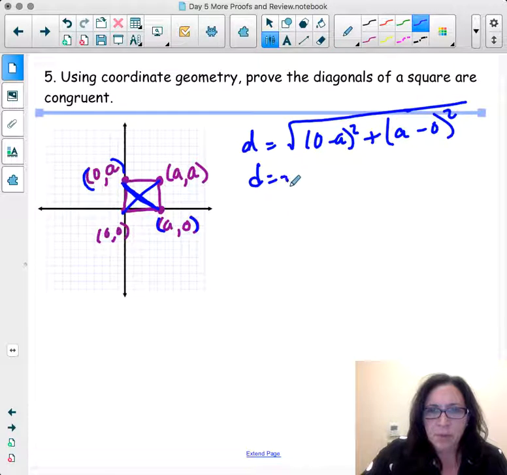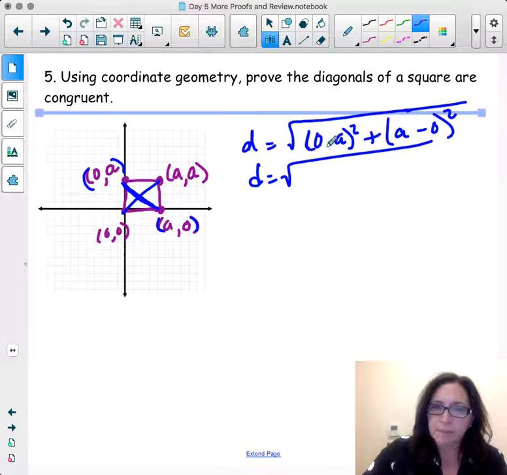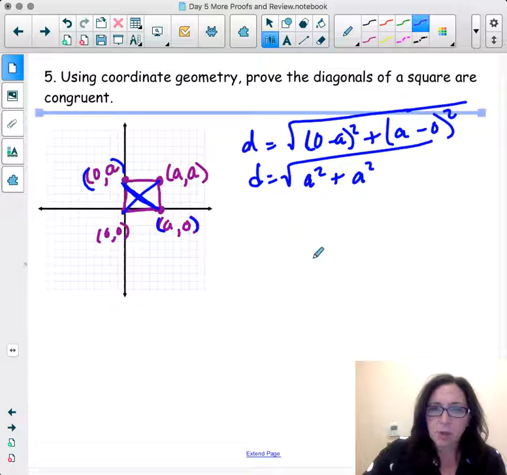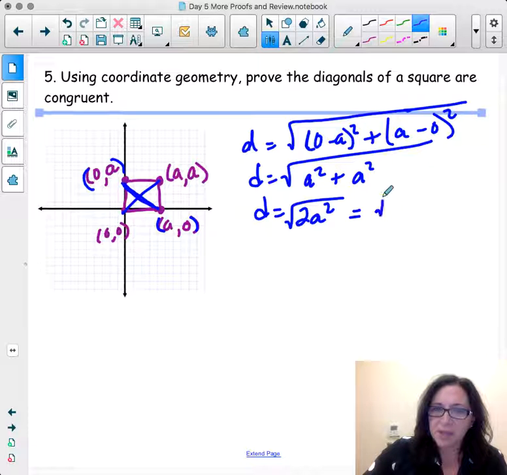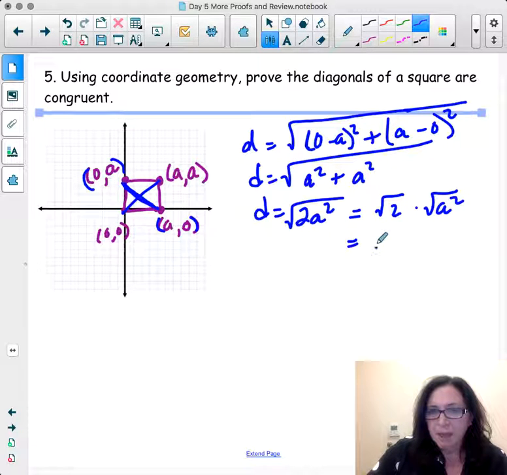And in doing that, we have 0 minus a, which is negative a. Negative a squared is a squared, plus a minus 0 squared is a squared. Well, we have a squared plus a squared is 2a squared. Keep in mind that's under the root. Now, this is the same thing as saying the square root of 2 times the square root of a squared. Well, the square root of a squared is a. So what we have is a root 2.